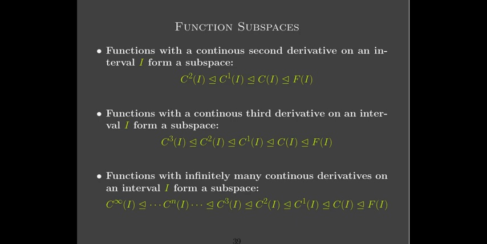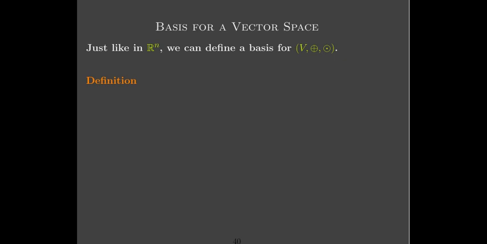And in fact, you could even look at the set of functions which are infinitely differentiable. We call that C infinity. So C infinity means that there's infinitely many continuous derivatives. Functions in C infinity would be sine and cosine, the polynomials. All of those have an infinite number of continuous derivatives.